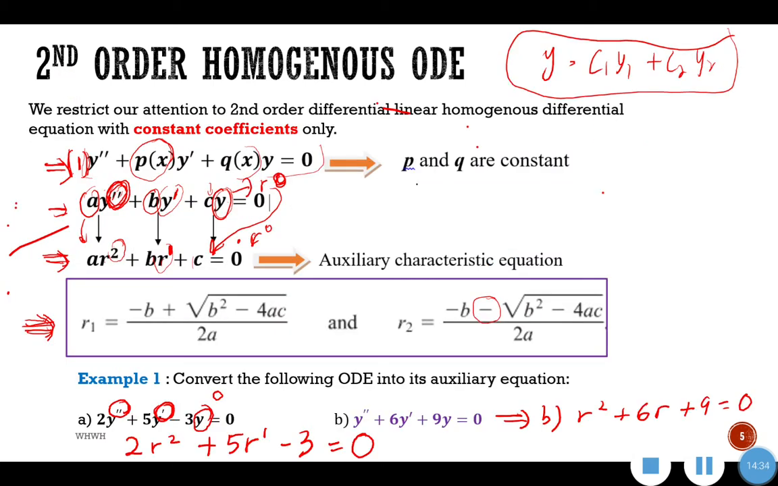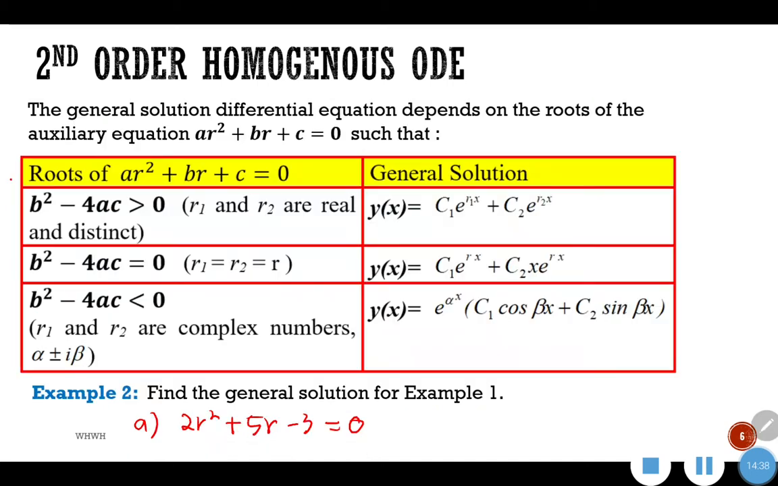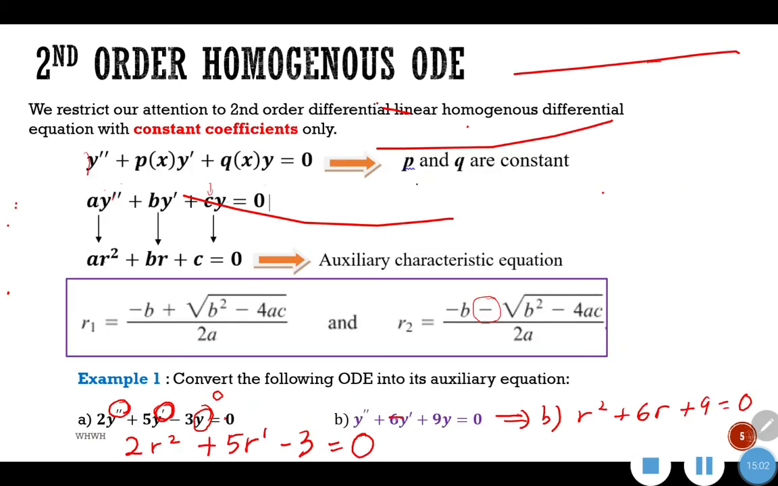Okay, so this is our example 1 from before. We already converted it into the auxiliary equation, and we got 2r square plus 5r minus 3. So you can either use the formula negative b plus minus square root of b square minus 4ac over 2a, or you can factor it too. I think factoring works, it's easy to factor. Okay, if you try to factor.